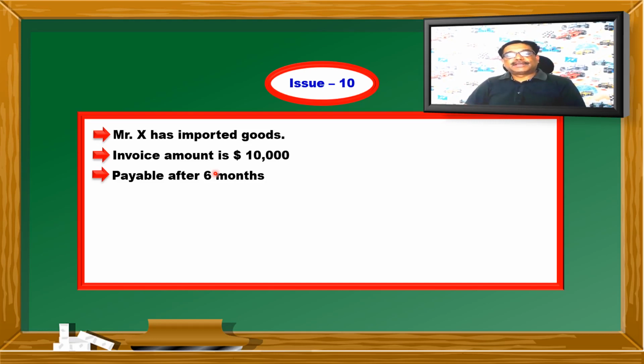After 6 months, Mr. X has to buy dollars from the bank at the prevailing market rate. Now, standing today, what would be the prevailing market rate after 6 months? Is it certain or uncertain? Uncertain. That means Mr. X has entered into uncertainty, and uncertainty means risk. In this paper, we would learn how that uncertainty can be converted into certainty.